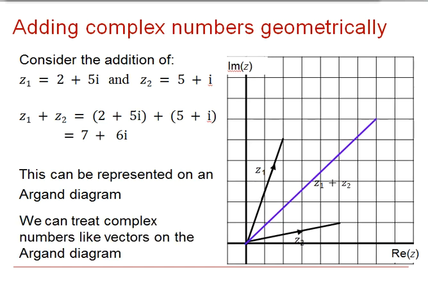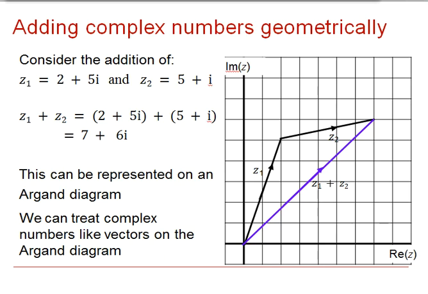Given that we can treat complex numbers like vectors on the Argand diagram, you may be able to spot how else we could reach 7 plus 6i using the vectors z1 and z2. If we first travel along z1 and then in effect travel along z2, we will reach 7 plus 6i.